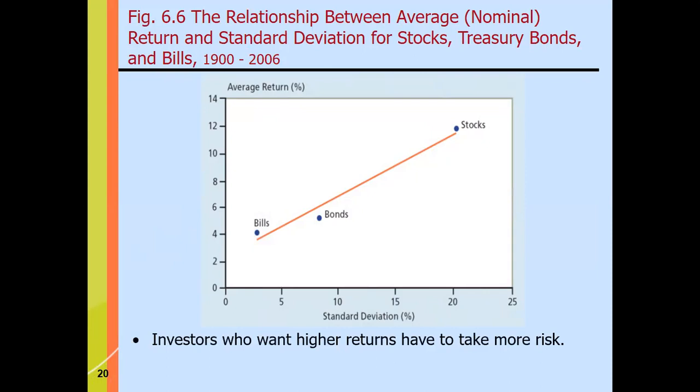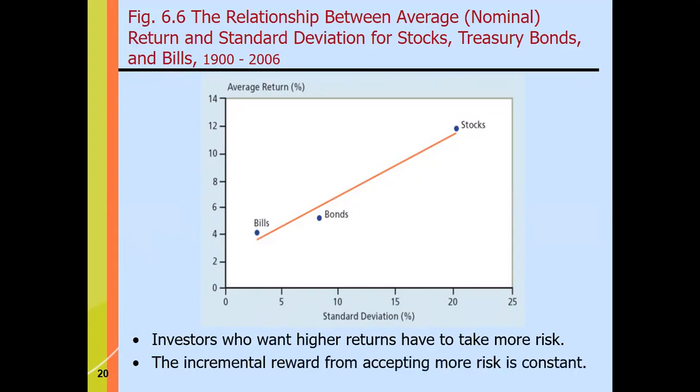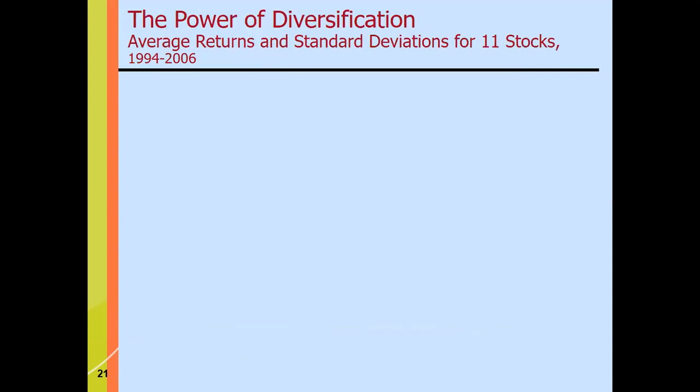Then investors who would like to have higher returns have to take more risks. This is also very true. And then the incremental reward from accepting more risk is constant. So the differences as we go upwards would be the same all throughout. In other words, the risk premiums would be the same.